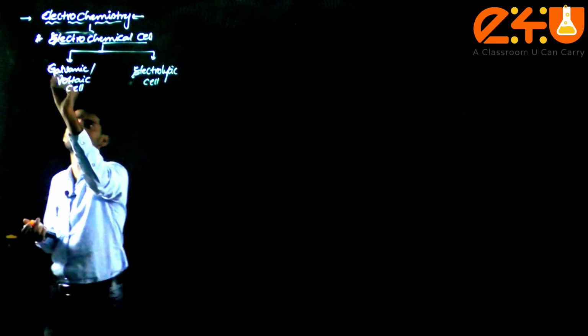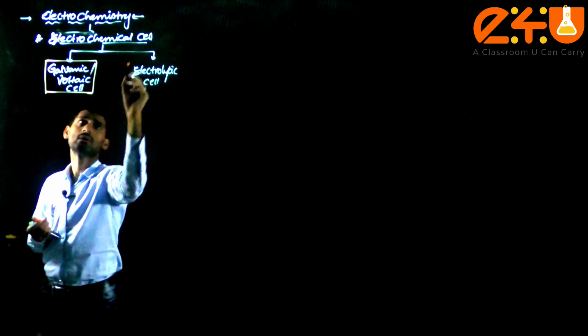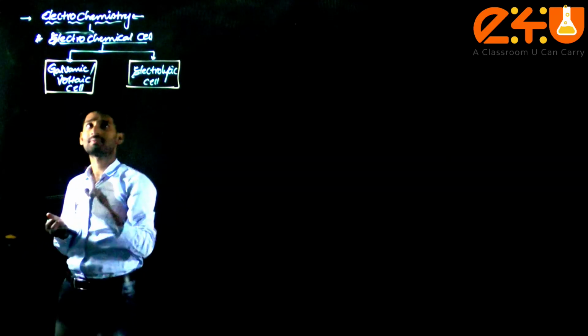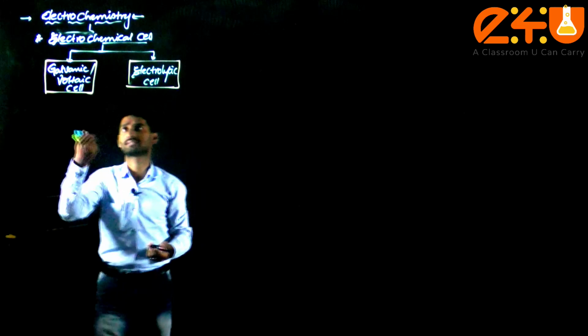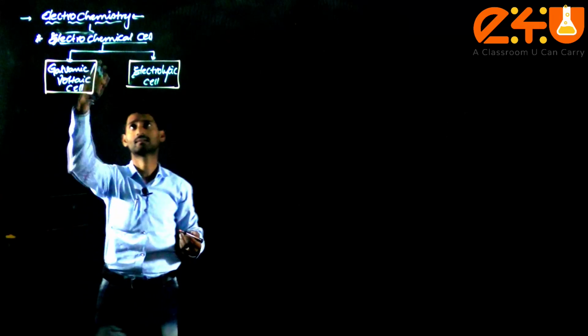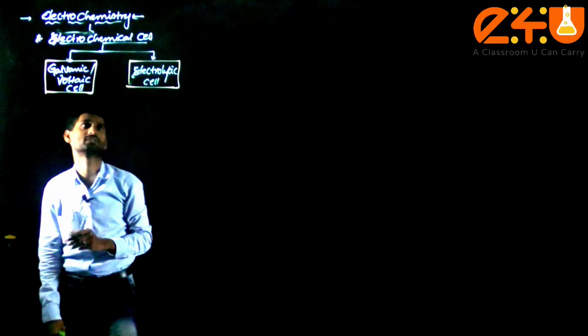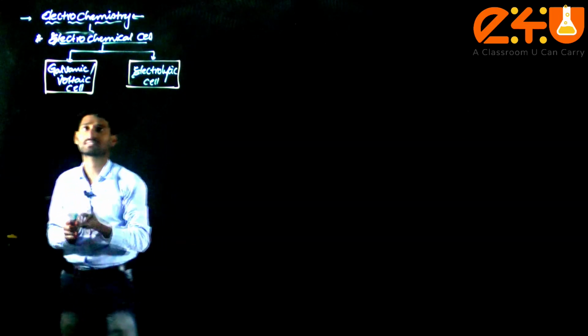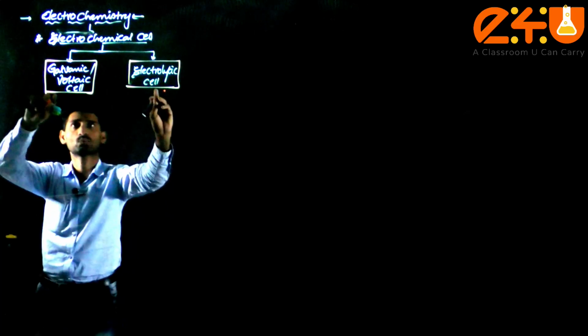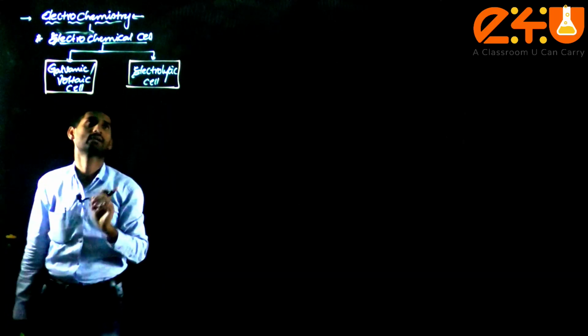Now we are going to discuss first what is an electrochemical cell. Generally, an electrochemical cell is where energy conversion takes place between chemical energy and electrical energy. That is known as an electrochemical cell. We have two types, galvanic and electrolytic cell.